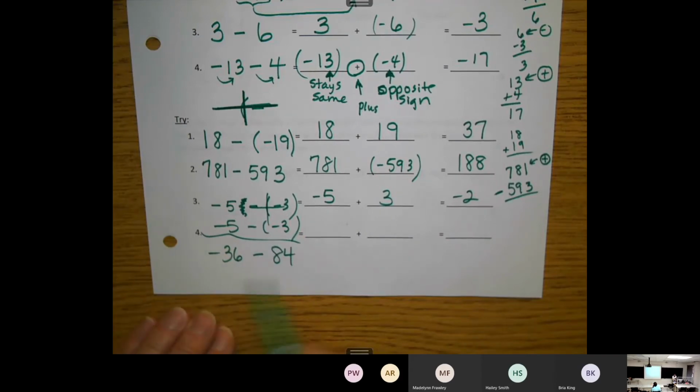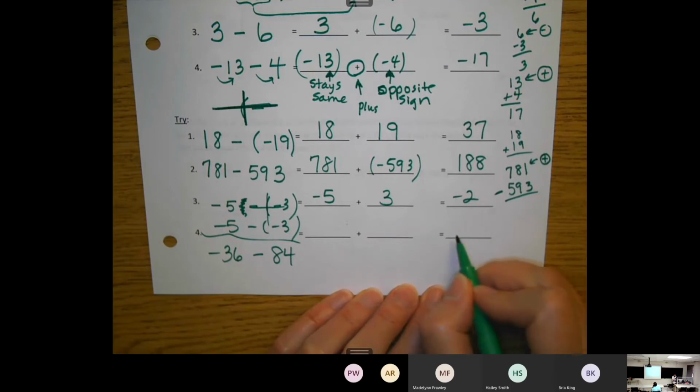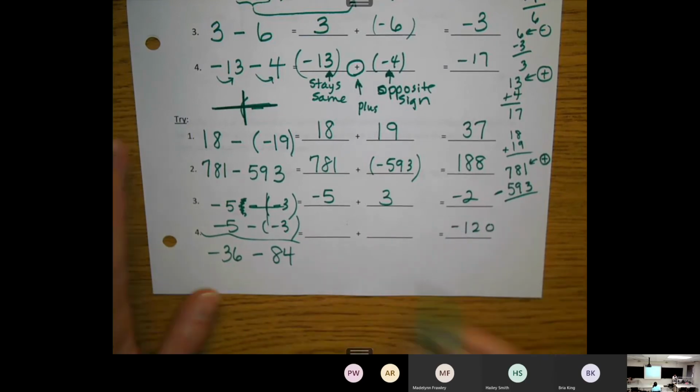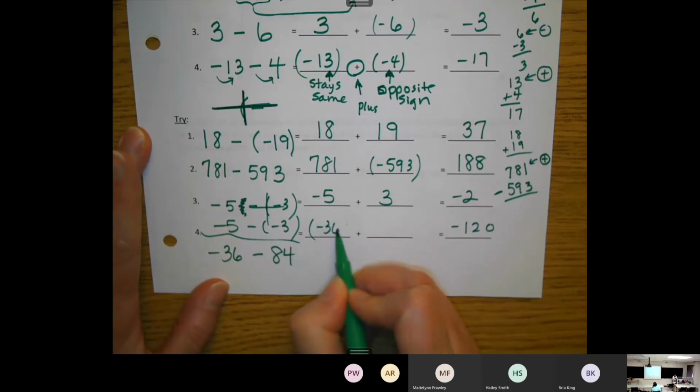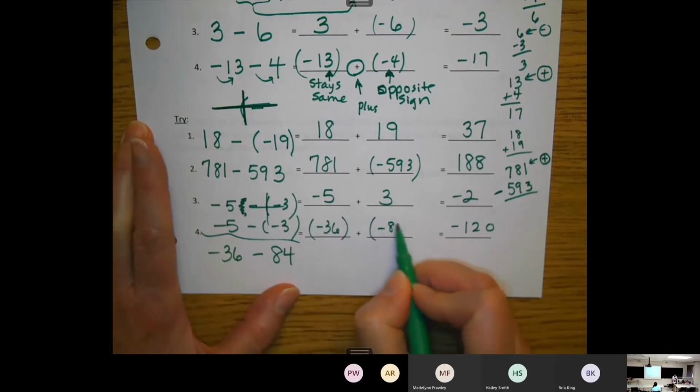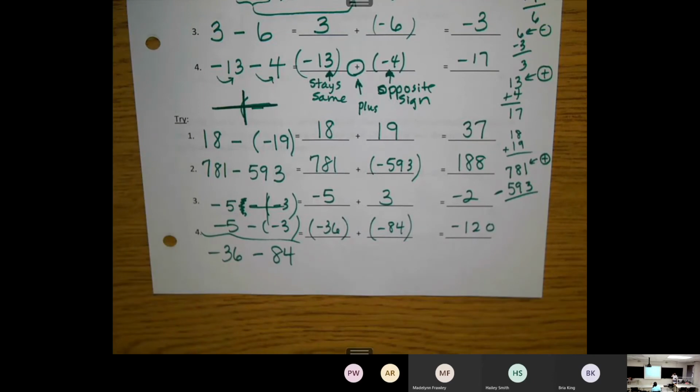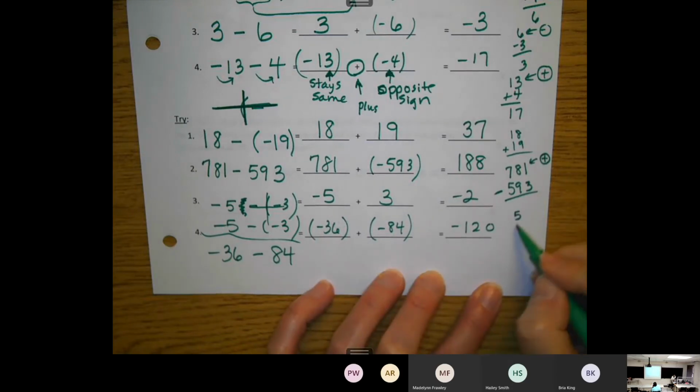How about the negative 36 minus 84? What did that make? Negative 120. Nice. And if we want to think of that as adding, that would be like negative 36 plus negative 84. You got it. On number 3, we had the opposite sign, so the values got subtracted. On number 4, we had the same sign, so the values got added. Anything we could have helped out with there so far?